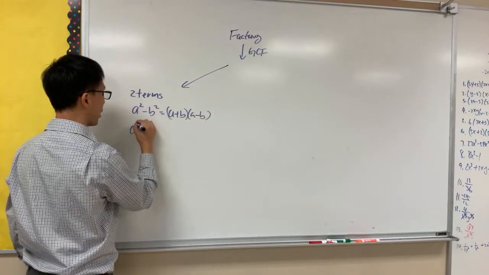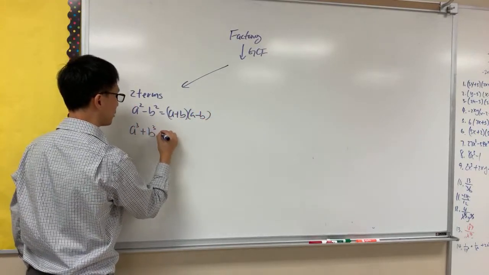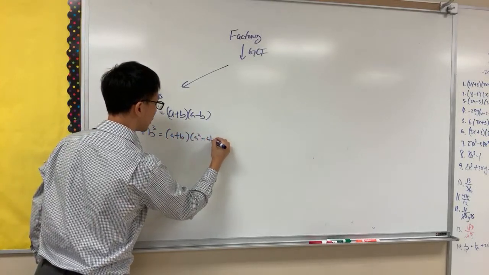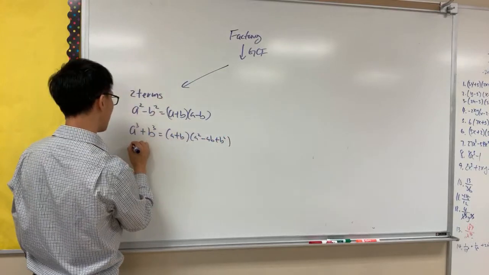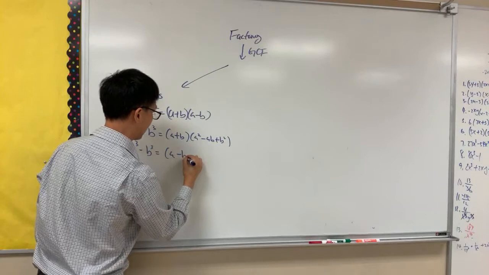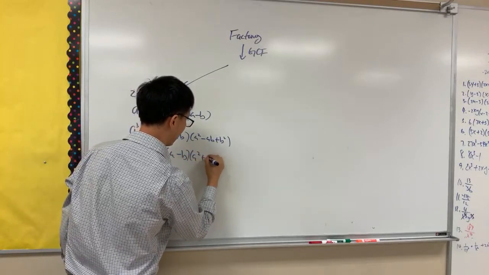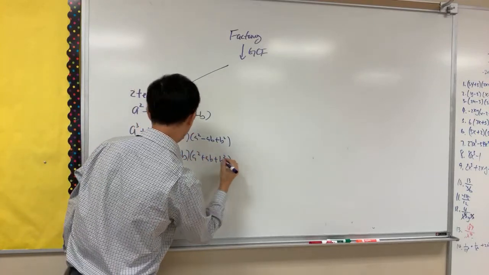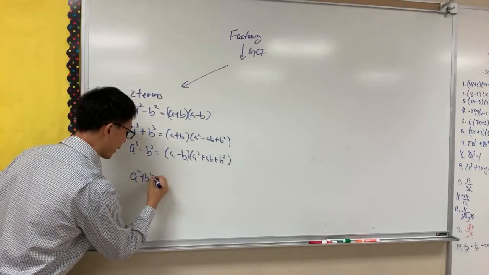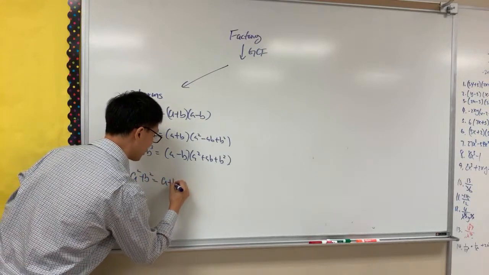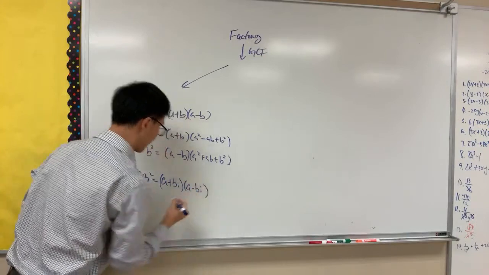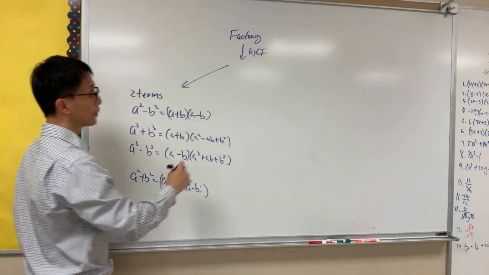We also talked about a cubed minus b cubed, which is a minus b times a squared plus ab plus b squared, and a cubed plus b cubed is a plus b times a squared minus ab plus b squared. This is sum and difference of cubes. And we also talked about a squared plus b squared being factorable. It's going to be a plus bi times a minus bi. Okay, so this is two terms.